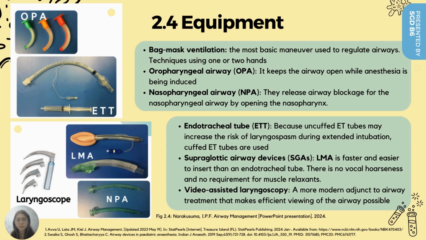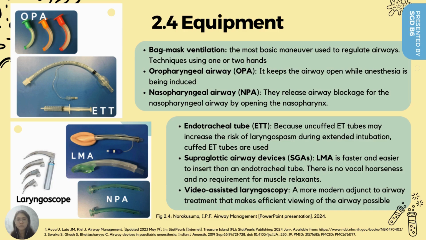Next airway management is oropharyngeal airway. It maintains an open airway during induction of anesthesia and prevents patients from biting and occluding the endotracheal tube. The nasopharyngeal airway relieves airway obstruction by opening the nasopharynx. For advanced airway management, first that can be done is the endotracheal tube. Cuffed ET tubes are preferable to decrease air leak and pressure necrosis in ventilated patients, as the incidence of laryngospasm may be higher with uncuffed ET tubes in prolonged intubation.